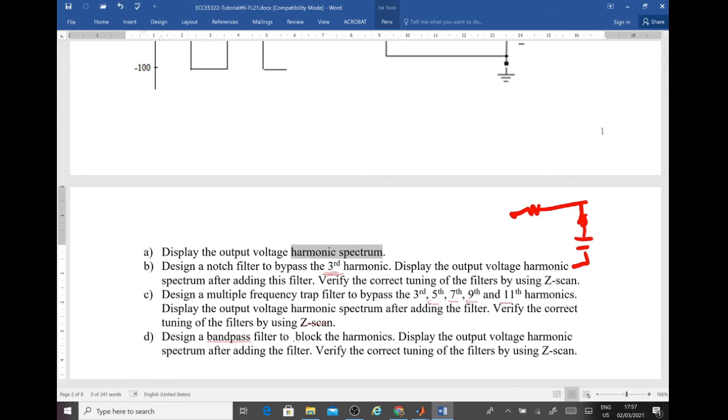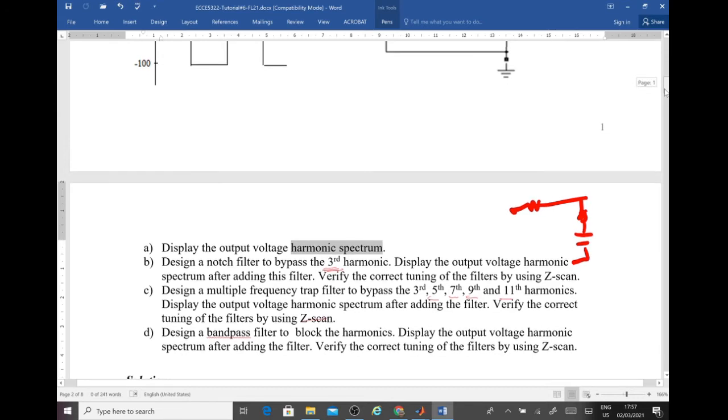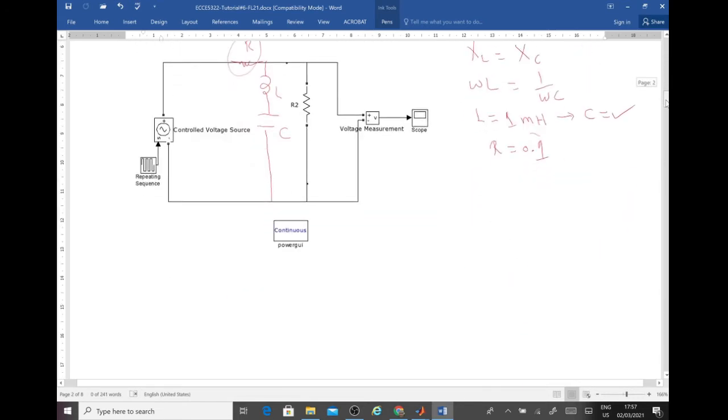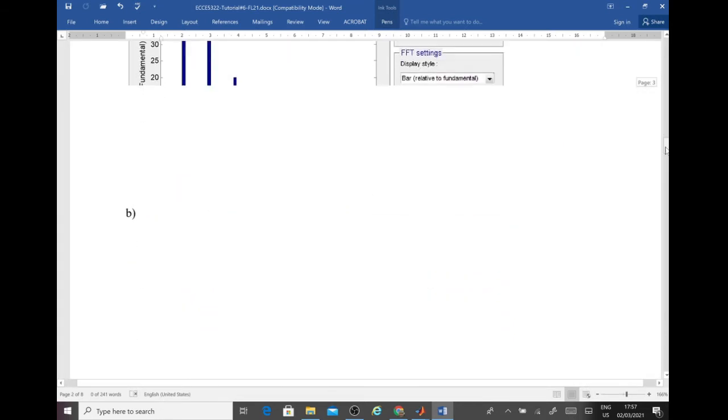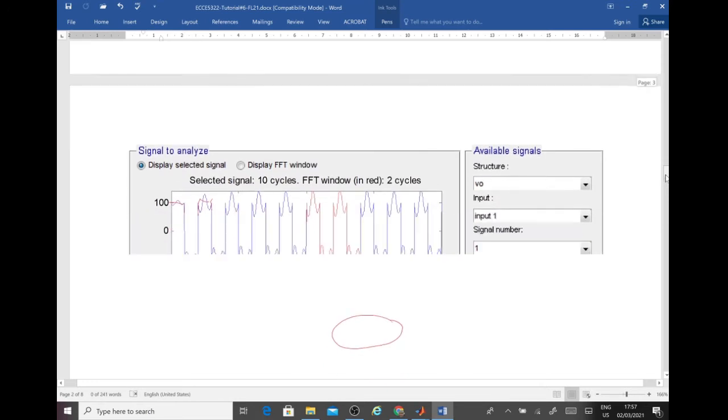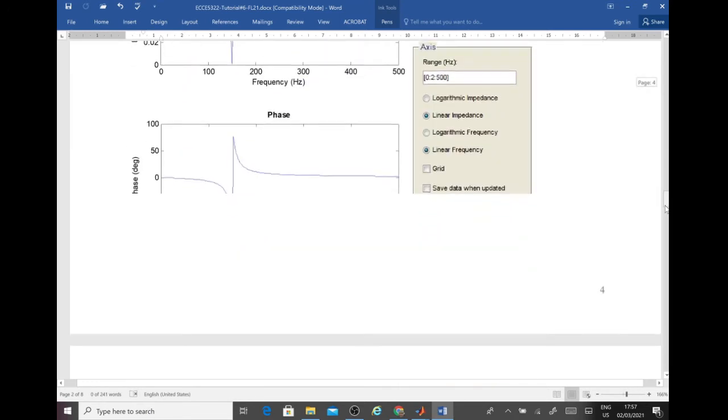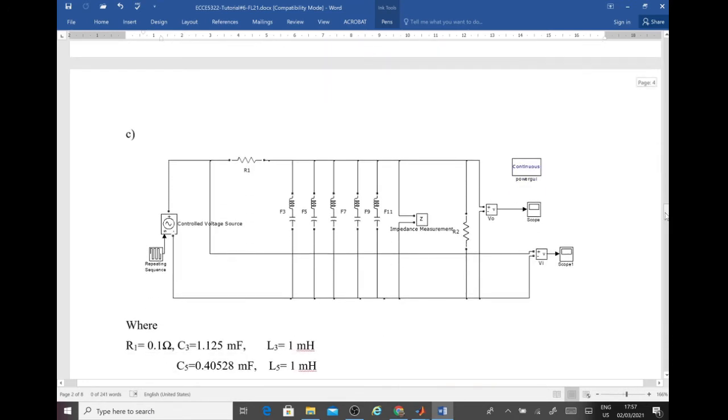Okay, so don't forget that if we have series resonance, the impedance will be very small. If we have parallel resonance, the impedance should be very large, right? So this is, inshallah, what we're gonna obtain also. So you can just add over here another filter to get rid of the fifth, seventh, and so on. If you do that, you're gonna have this kind of circuit.